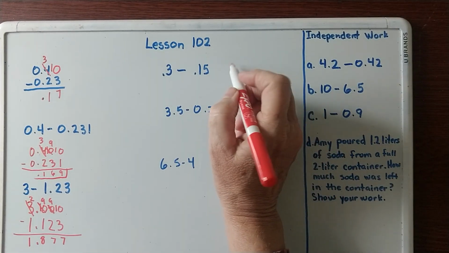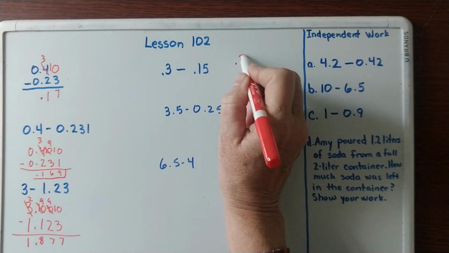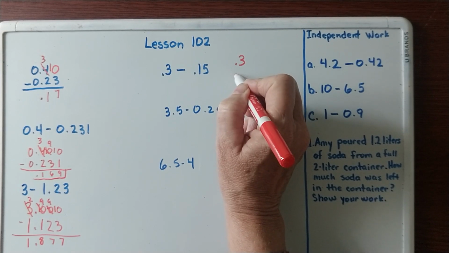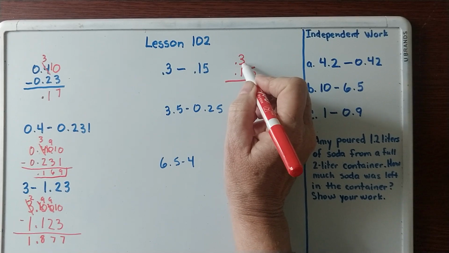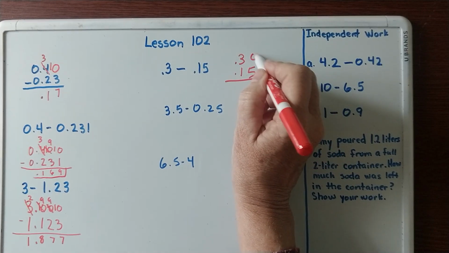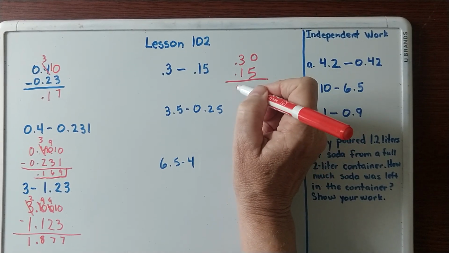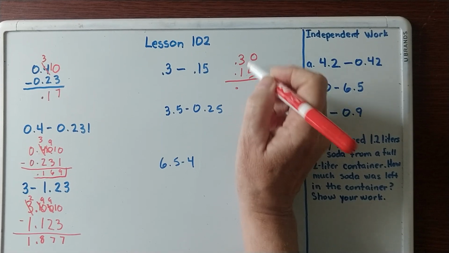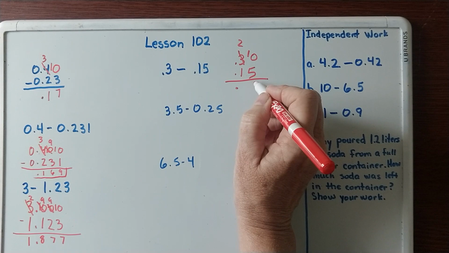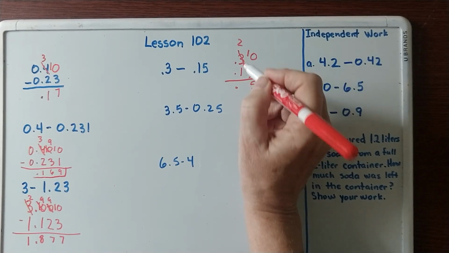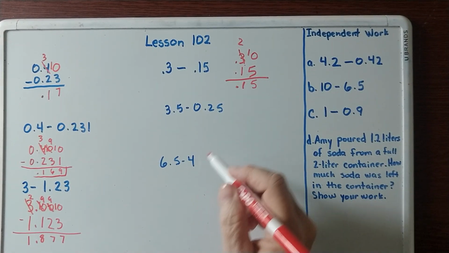All right, and this one we're going to line up the decimals. 0.3 take away 0.15. 3/10ths take away 15/100ths. Again, we're going to put the 0 there. Bring down the decimal. 10 take away 5 is 5. 2 take away 1 is 1.